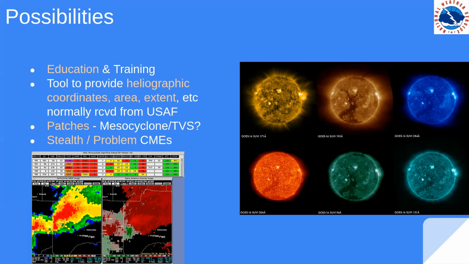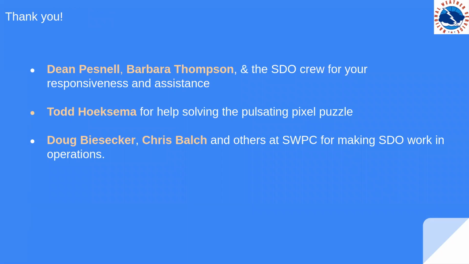And stealth and problem CMEs, that's the last one that really has burned me before. And the key there is sometimes you can pick that stuff out, but the imagery has been really highly processed, way more than what we could do in the forecast office. Finding ways to get enhancements that would show us those things, I think would be fantastic. That's the end of my talk.